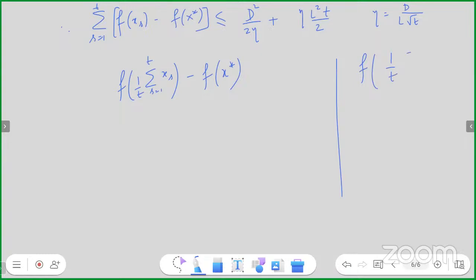So 1 by t summation x_s, s going from 1 through t, is less than or equal to how much? The average of the 1 by t summation x_s. That's all. This is a constant. I don't have to touch this. And you get your answer. The proof is kind of elementary. It doesn't do much compared to the unconstrained case.